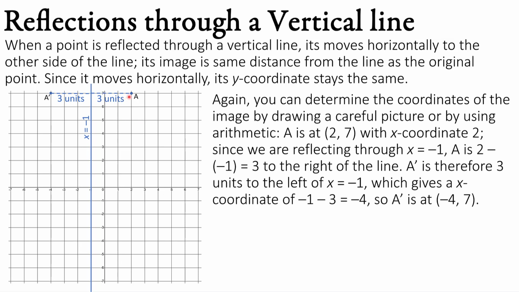Or we could do arithmetic. This point's coordinates are 2, 7. 2, its x-coordinate, is 3 units away from negative 1. So its new x-coordinate is going to be 3 units away from negative 1 on the other side, at negative 4. And that's what we see. Its new x-coordinate is negative 4. And of course, its y-coordinate remains exactly the same because it's moving horizontally, keeping the same y-coordinate.